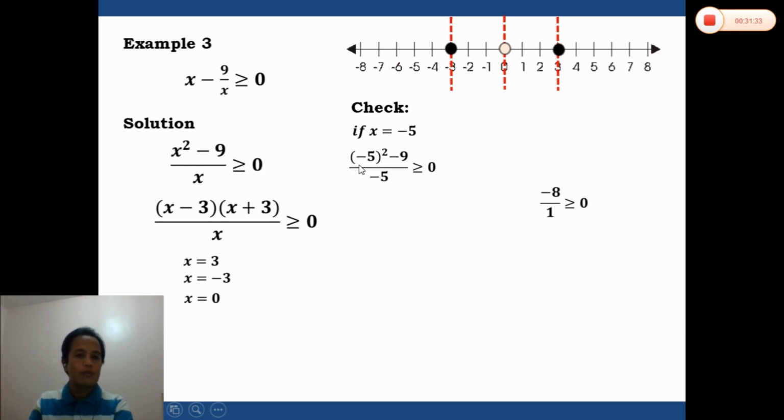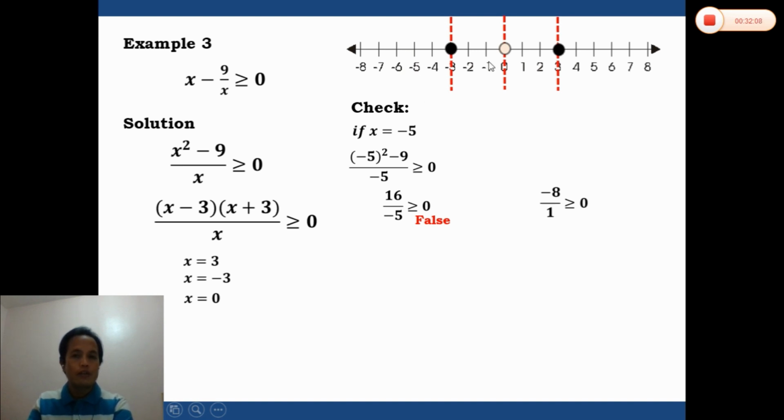So we have here x squared minus 9 over x. Substitute -5: the square of -5 is 25, minus 9 is 16, over -5. Any negative number is less than 0, so this is a false statement. So -5 gives a false statement for this region, meaning all the values that can be found in this region will give us a false statement. So we will not shade this region here.